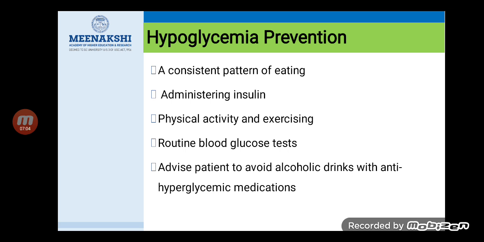Next, we'll see the prevention of hypoglycemia. Hypoglycemia is usually prevented by having a consistent pattern of eating behavior, that is, between-meal and bedtime snacks may sometimes be required for some people, and having insulin administered in the correct dose and at the correct time. Physical activity and exercise should be kept at a moderate level and according to the tolerance of the patient. Routine blood glucose tests should be done. Advise the patient to avoid alcohol drinks with anti-hyperglycemic medication. That is, when they take the diabetic medication, they are not supposed to drink alcohol.